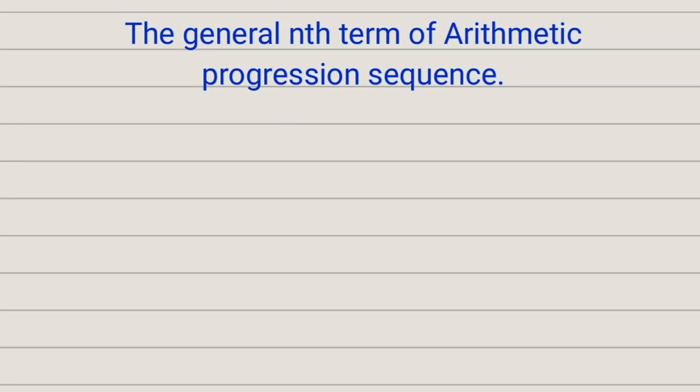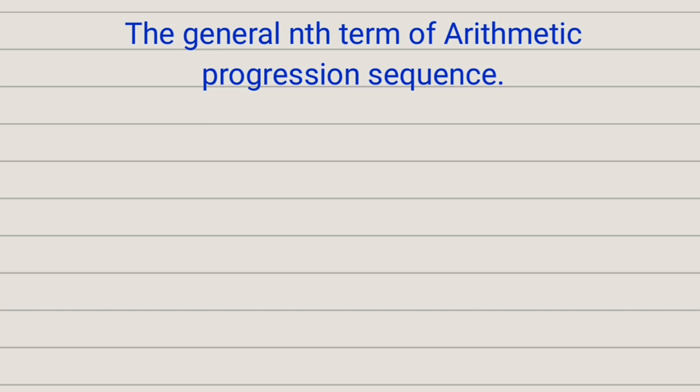Hello, good morning viewers. In this tutorial, we are going to derive the general formula used to find the end term of an arithmetic progression sequence. So far, we have seen that each time you add a constant common difference to a term, you shall obtain the subsequent term. Therefore, we can apply that idea to find the end term of an arithmetic progression sequence.